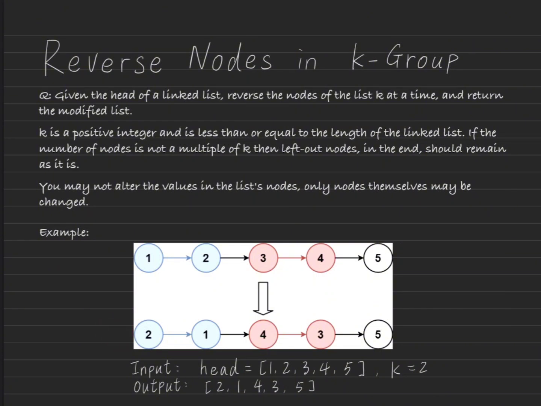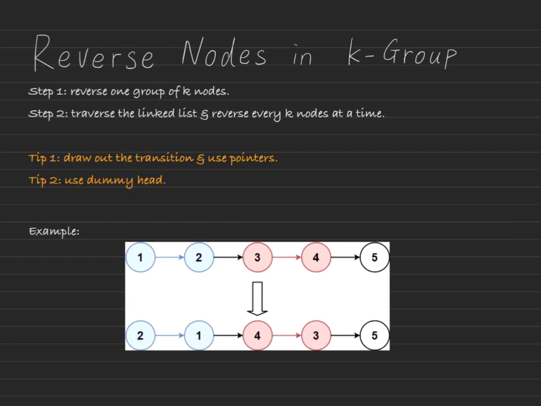How do we solve this? Pause here if you want to think independently for a moment. A good place to start is to break the problem into smaller parts. Since we need to reverse nodes in K group, step 1 could be to reverse one group of K nodes, and step 2 is to traverse the linked list and reverse every K nodes at a time.